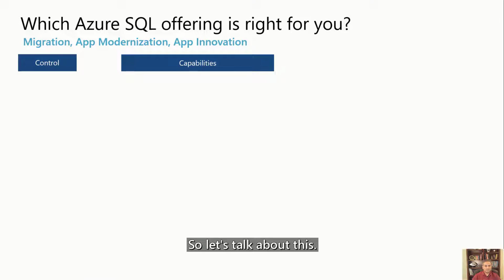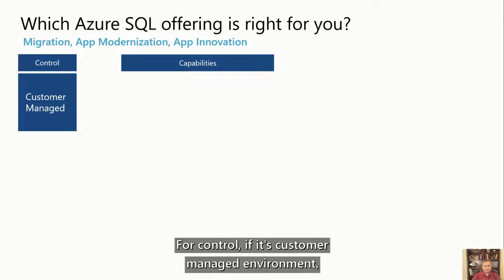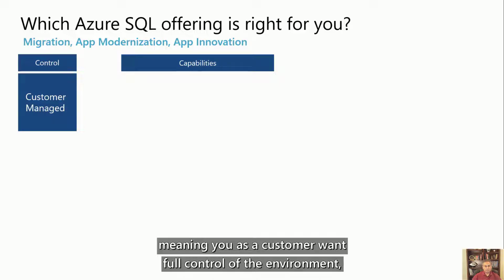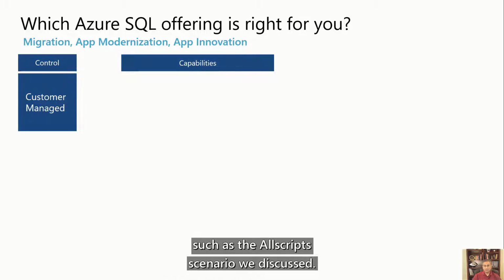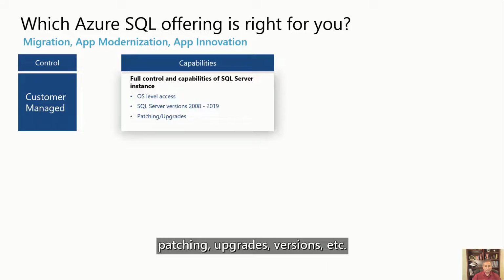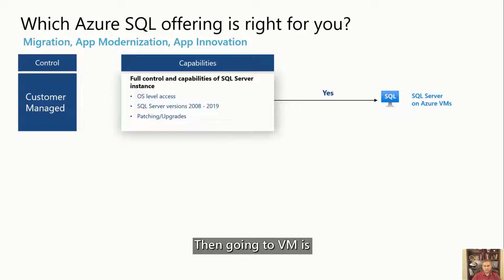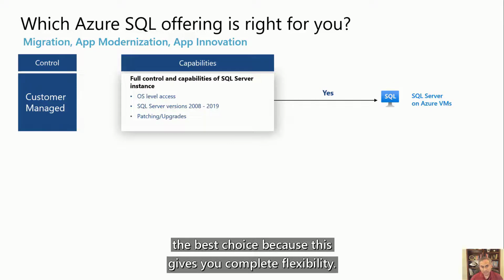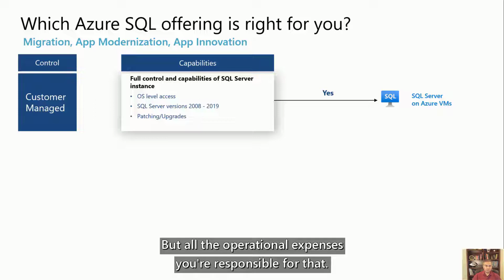So let's talk about this. For control, if it's a customer managed environment, meaning you as a customer want full control of the environment, such as the IaaS scenario we discussed. You want everything from the OS to SQL Server to be managed by yourself because you want to pick and choose your own OS, you want to pick and choose your own SQL version, you want to manage when your downtime is, like patching, upgrades, versions, etc. Then going to VM is the best choice because this gives you complete flexibility. But all the operational expenses, you are responsible for that.